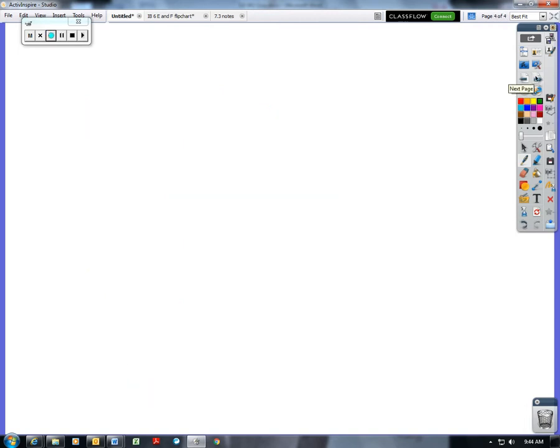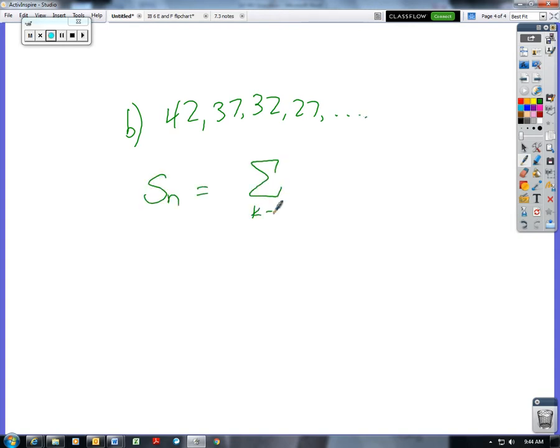What if you had, this is the next example, 42, 37, 32, 27. Okay, we're going to write the summation. K equals 1 to n. And it looks like these are going down by 5s. So that means it's arithmetic. So the arithmetic formula is to start with your initial value plus your difference times n minus 1. And then you could simplify that and write it a little more succinctly, although I personally am fine with this.